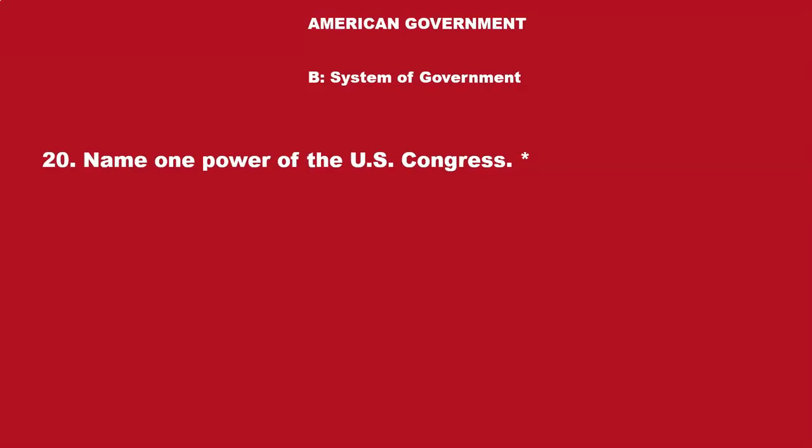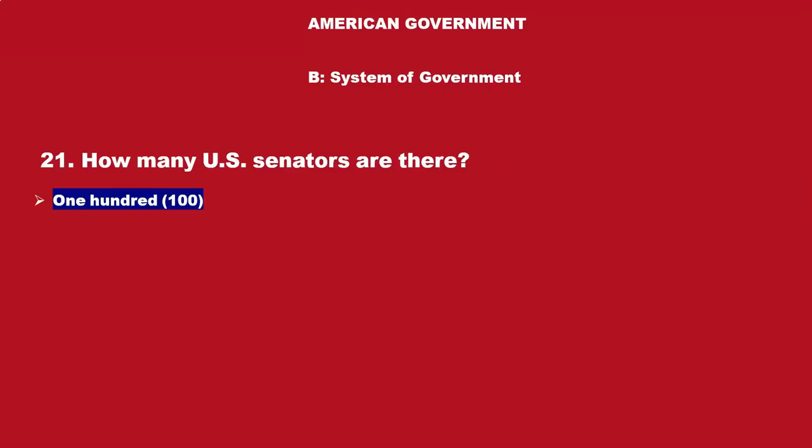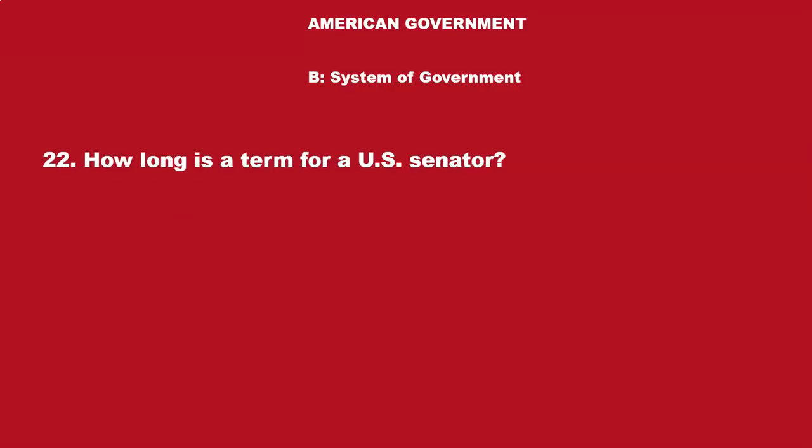Name one power of the U.S. Congress. Declares war. How many U.S. senators are there? 100. How long is a term of a U.S. senator? 6 years.